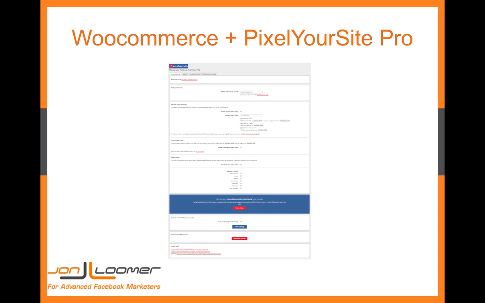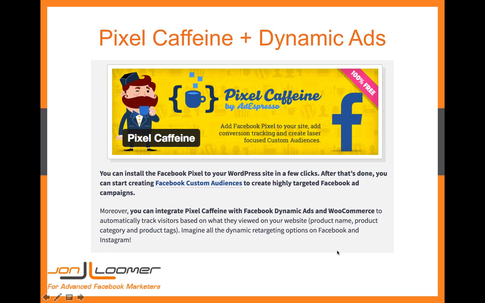So if you use WooCommerce, there are multiple ways to do this. Pixel Your Site Pro has WooCommerce integration to make this really easy for creating dynamic ads. Pixel Caffeine also integrates with WooCommerce. We talked about both of those plugins the past few weeks. That's one you can use as well.